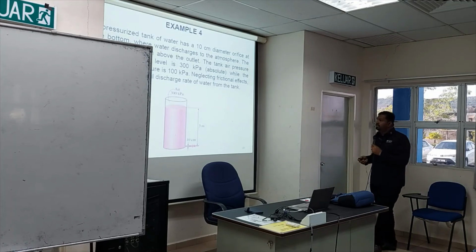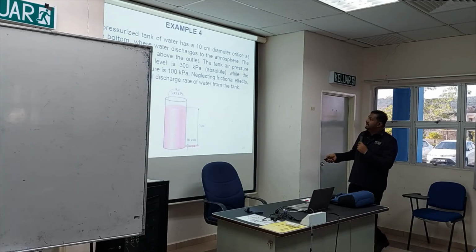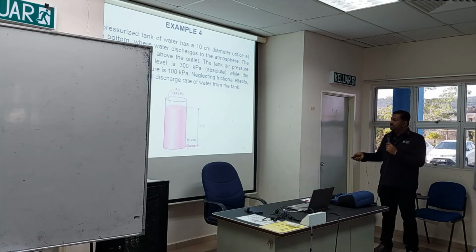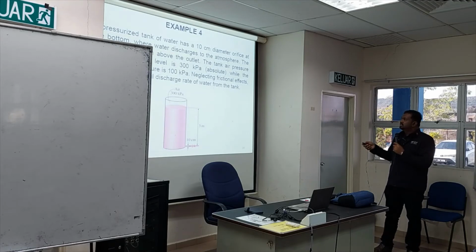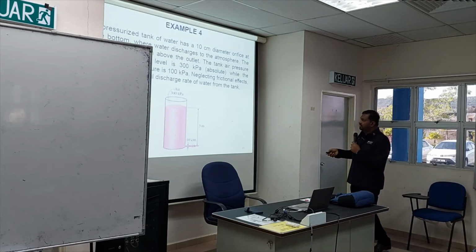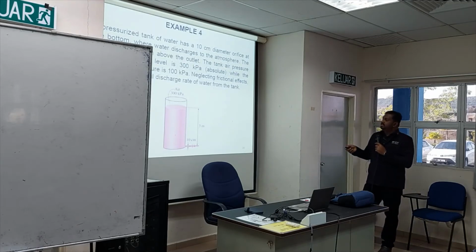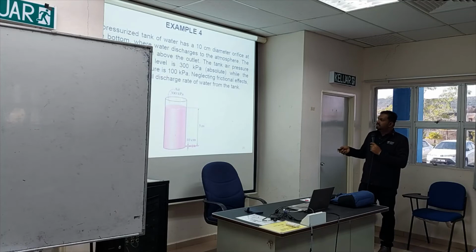Okay, so example number 4. A pressurized tank of water has a 10 cm diameter. Okay, so tank ni adalah 10 cm diameter orifice. So dekat sini 10 cm. So maksudnya diameter dia dekat opening ni adalah 10 cm diameter. At bottom ada dekat bawah, where water discharges to the atmosphere. So atmosphere, the water level is 3 meter above the outlet. So dari sini 3 meter. The tank air pressure above the water level is 300 kilopascal dekat atas ni.